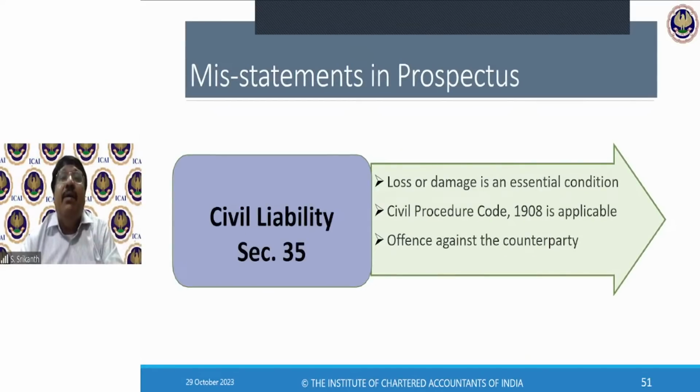But for civil liability, the court will ask, what is your loss? How much money did you lose? Nothing. Then why are you coming, go. So this is an offense against the counterparty. You made a promise. I believed you. Then the promise is not true. You have to pay me for my loss. So unless there is loss or damage, there is no compensation for civil liability. Got it?